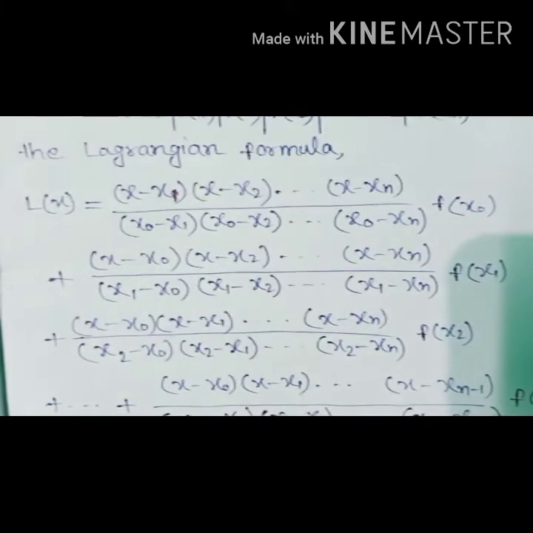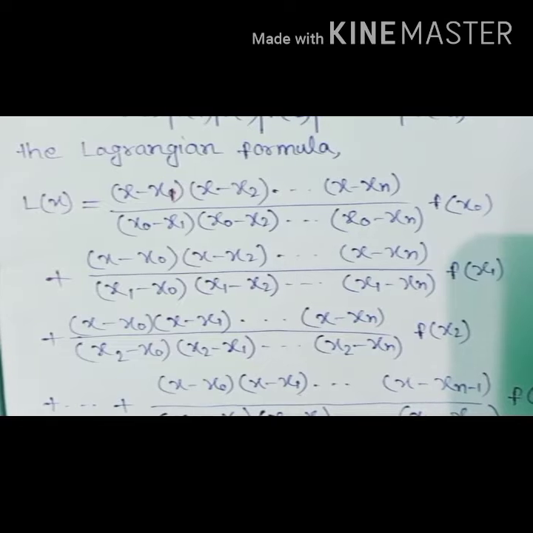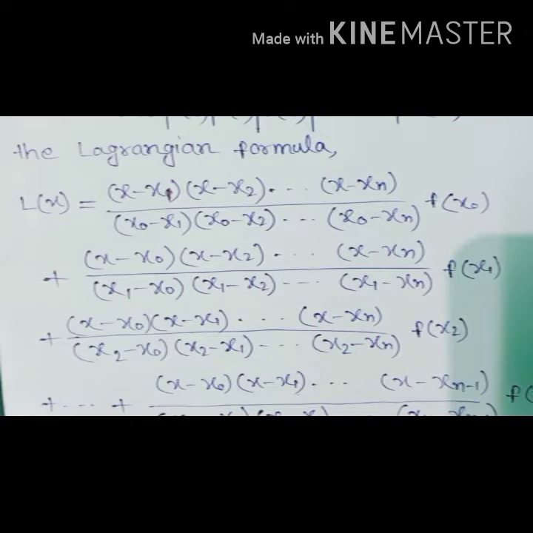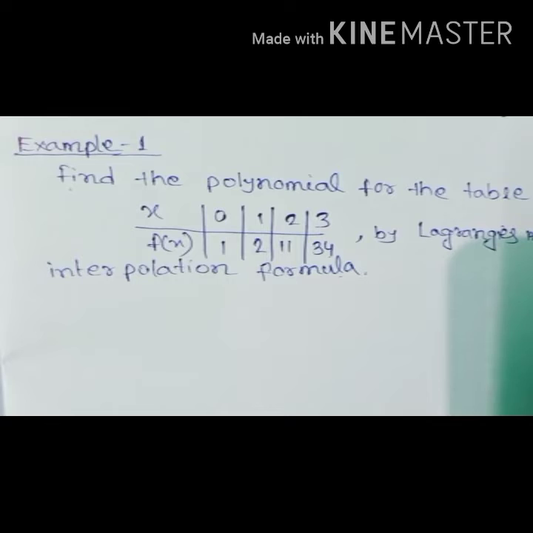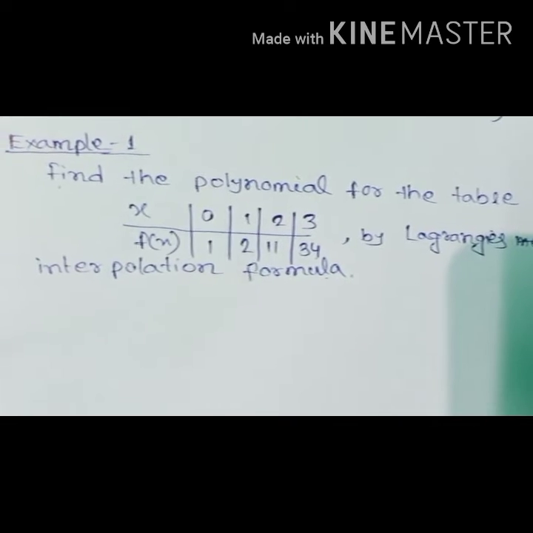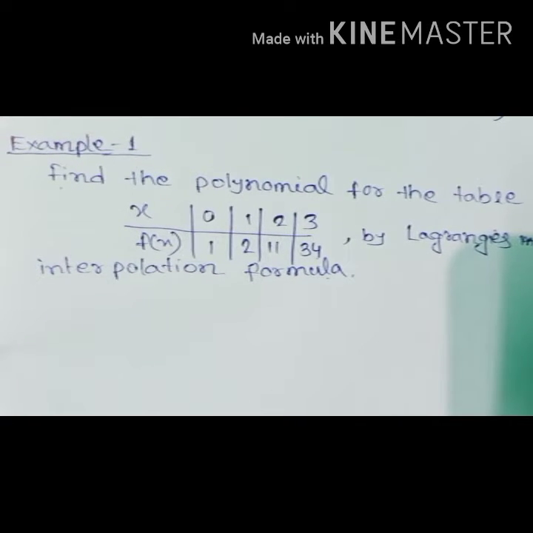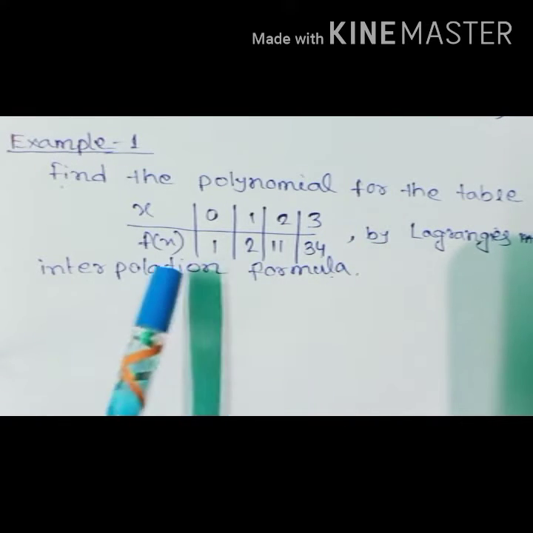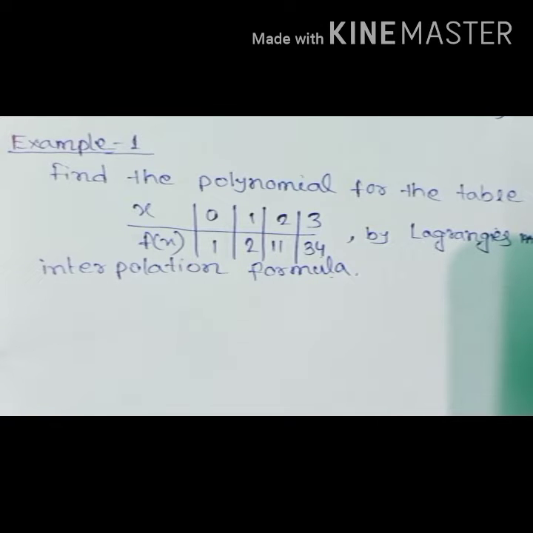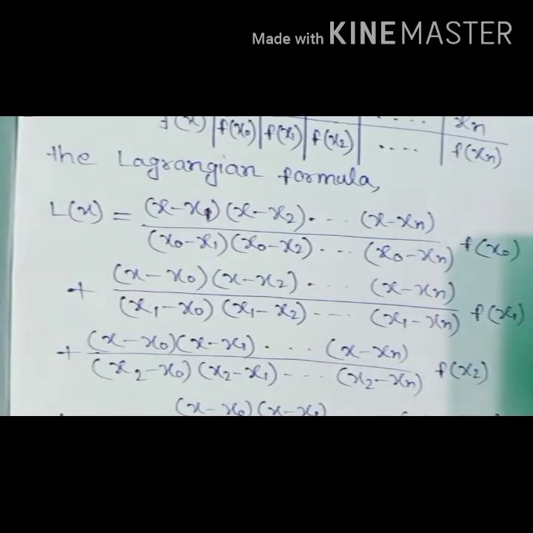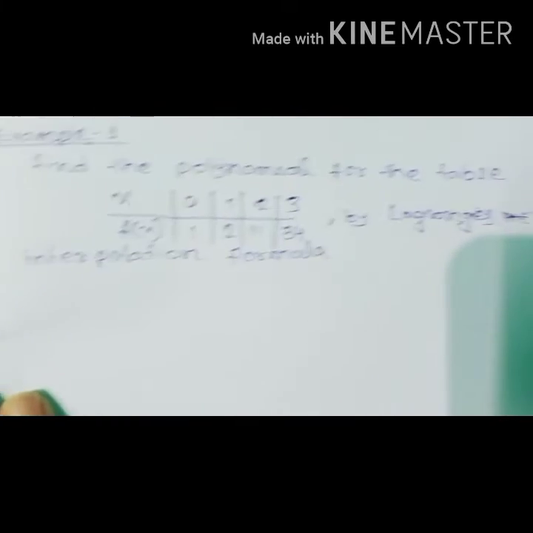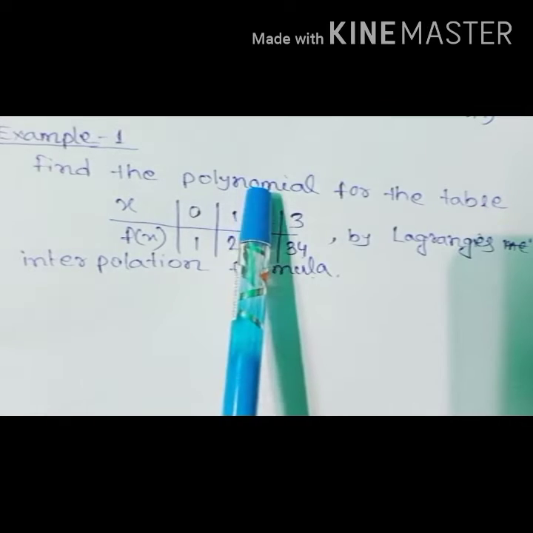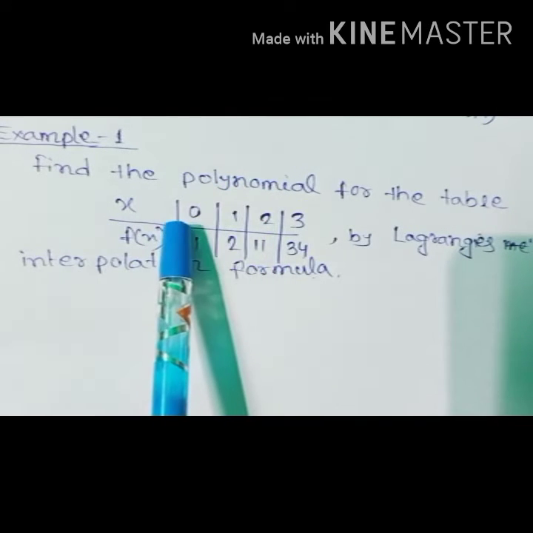Now we'll go for an example, then it will be more clear to you. Students, I have written the example, a sum using Lagrange's interpolation formula. Here we have to find out Lx. This is a polynomial. As I said, in this formula it is Lx, so here also we have to find the polynomial Lx for these 4 points.